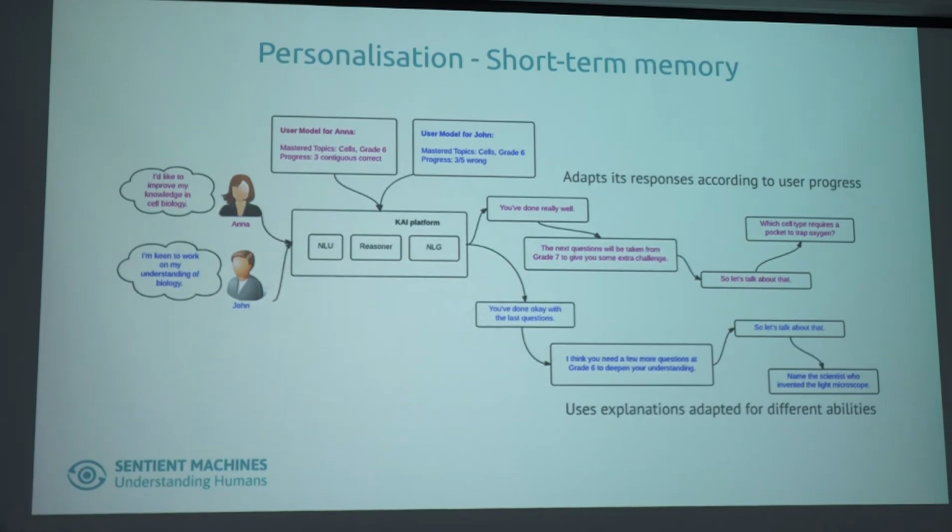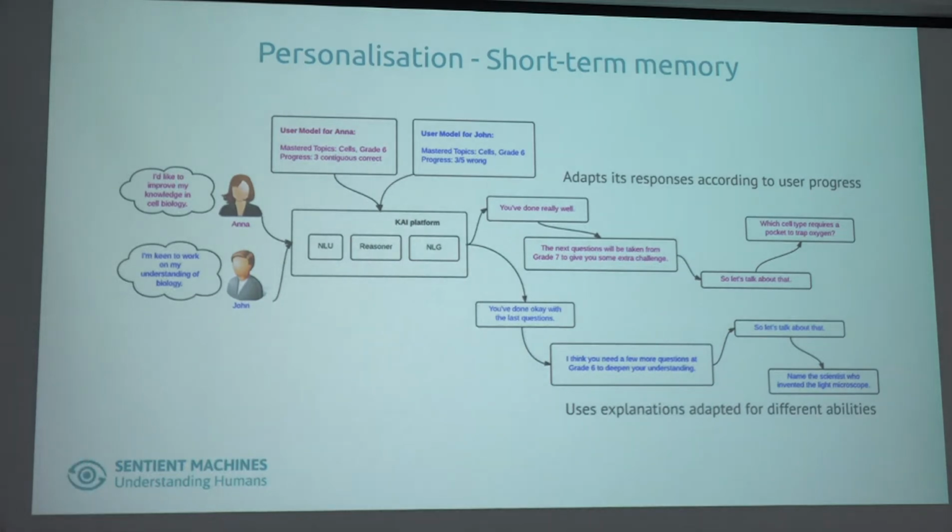I don't know if you could exactly read this, so I'll try to explain. This is from the system where we were teaching kids biology. We have two users. The pink one is Anna, and the blue one is John, and both of them are asking about biology.